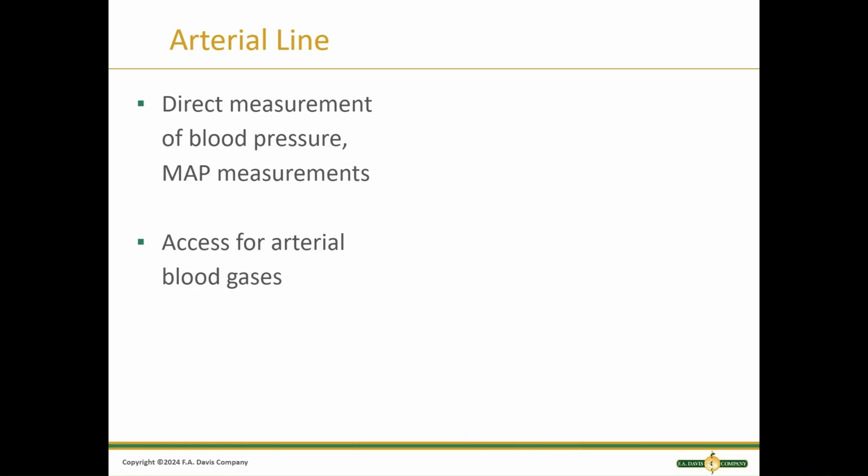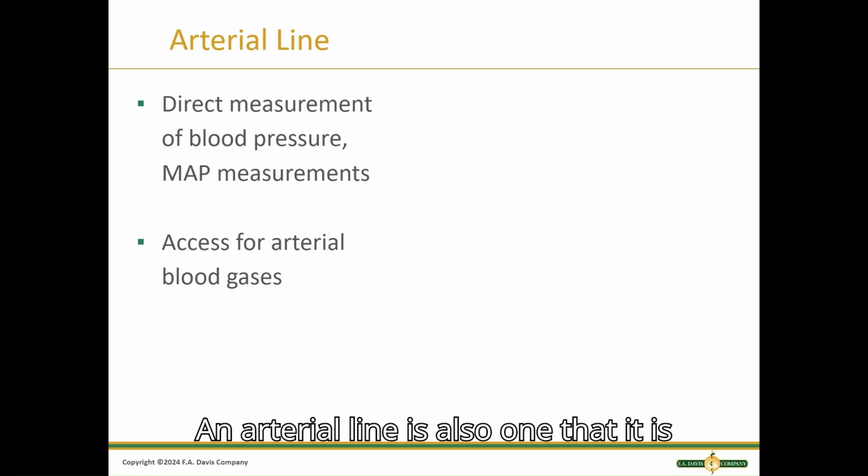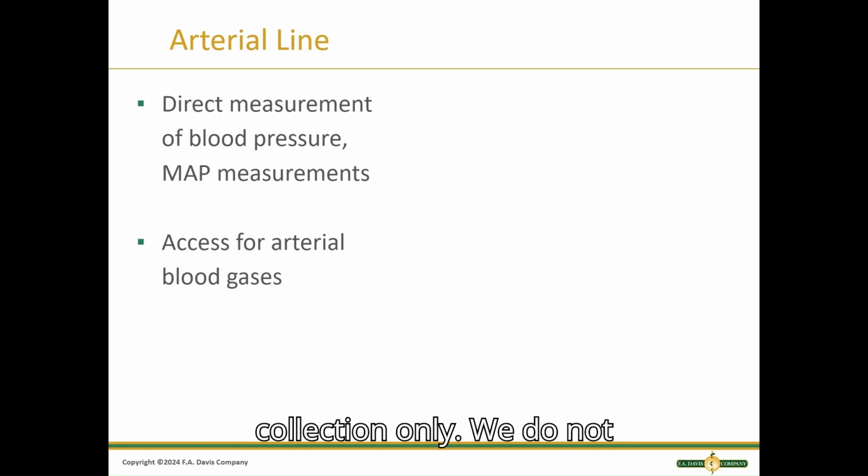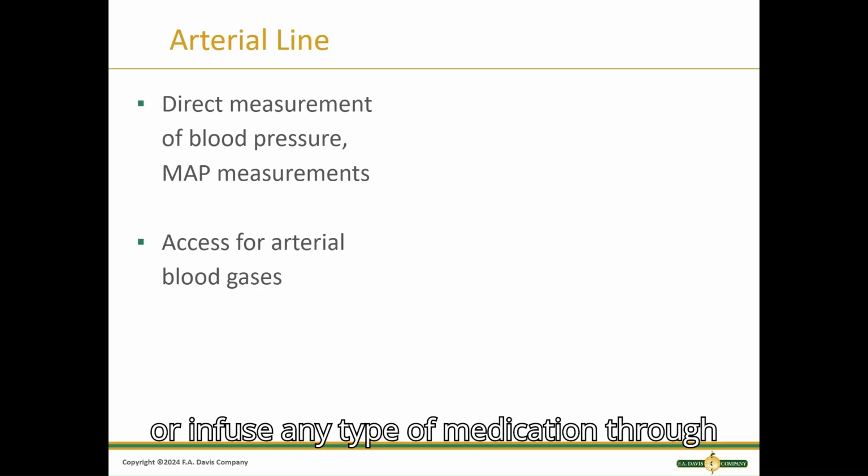So think about your patients that are septic. We always want to make sure we have a MAP above 65. So this is real-time measuring and monitoring of that MAP. And it's also available for arterial blood gases or blood sampling.